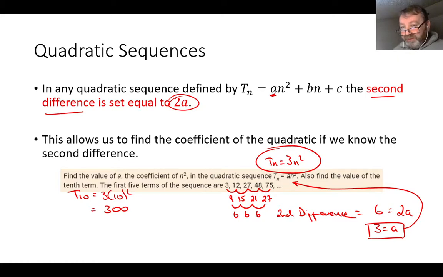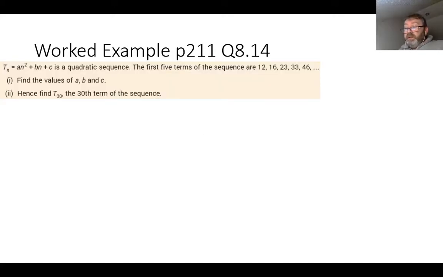And the second difference will be a constant, but the value of that constant will also be twice the coefficient of the n squared term, or put another way, twice the value of the leading coefficient. Now this is one that involves finding the values of a, b and c. And I just want to point out how much mathematical knowledge we have to allow us to do this. We should be able to see into this straight away.